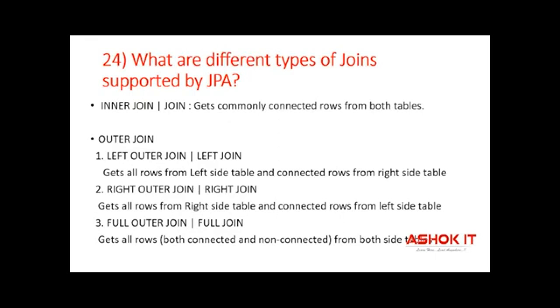Left outer join actually gets all the rows of the left side table and the connected right side table data. Right outer join or right join gets all the rows from the right side table and connected rows from the left side table. Full outer join or full join will get both connected and non-connected rows from both the tables.